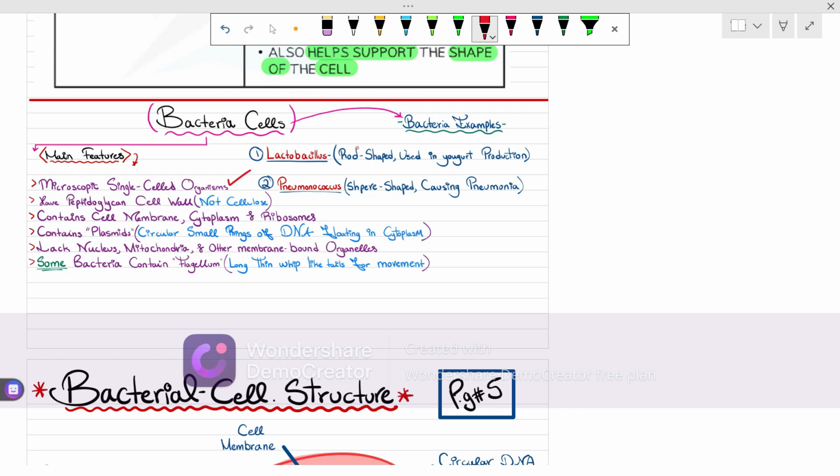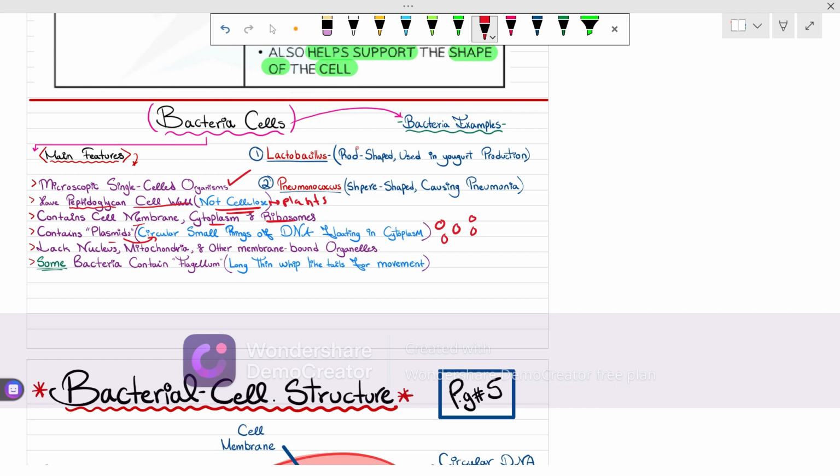They have a peptidoglycan cell wall, not cellulose like plants have. Animals, of course, have no cell wall. They contain a cell membrane, cytoplasm, and ribosomes. They contain plasmids. Plasmids are small circular rings of DNA floating in the cytoplasm.